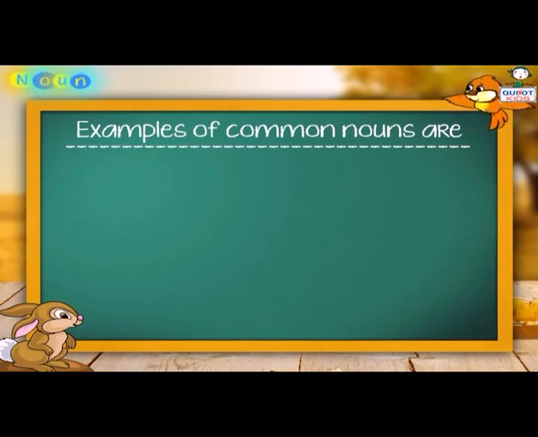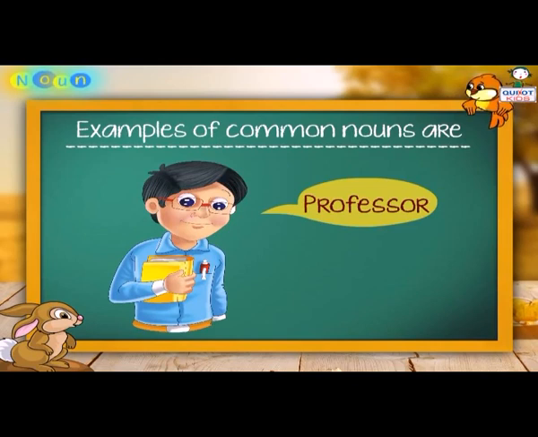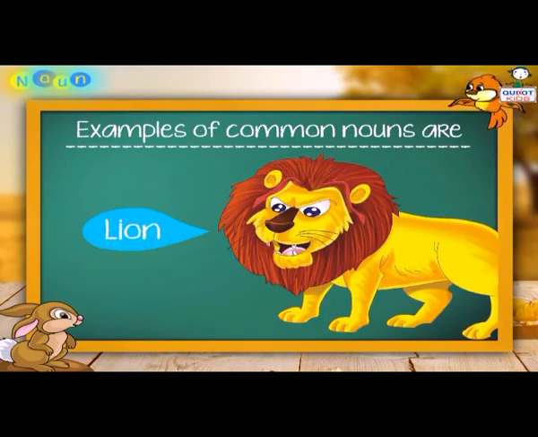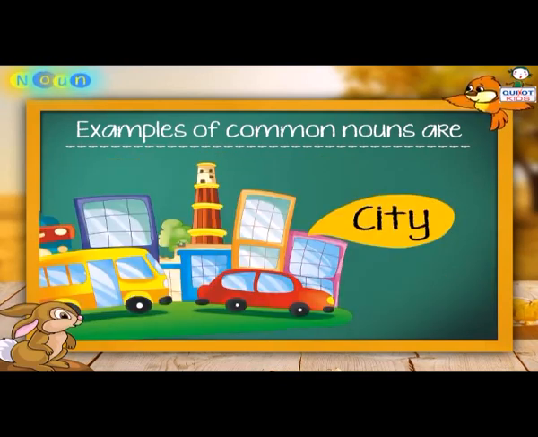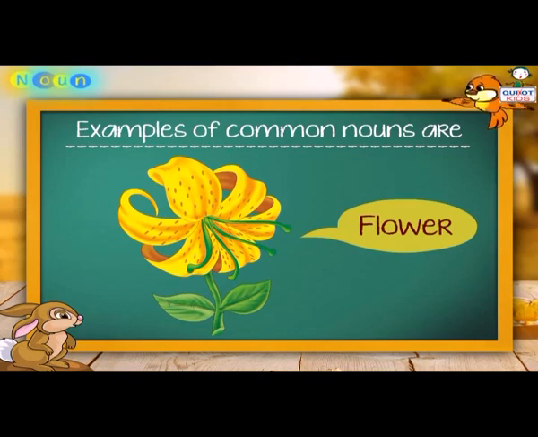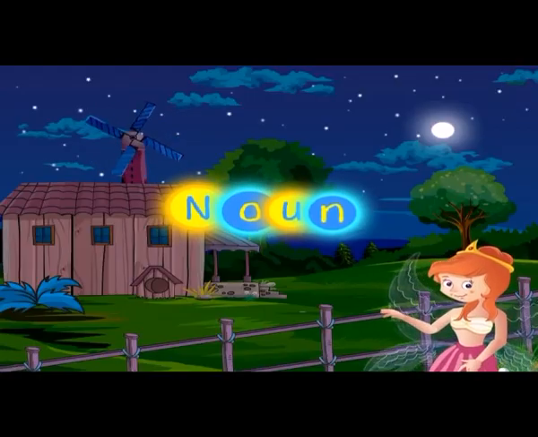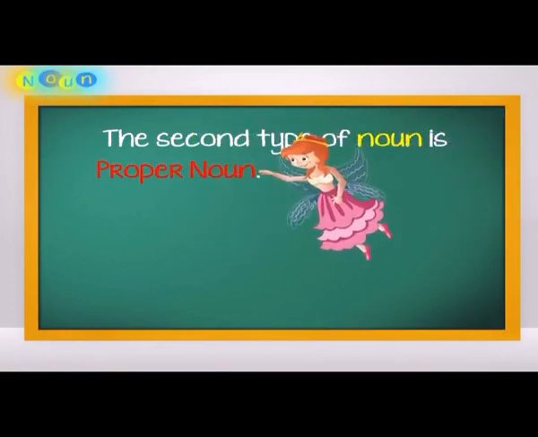Examples of common nouns are man, woman, professor, cat, duck, lion, tower, garden, city, book, flower, tree, and the likes. Welcome friends! The second type of noun is proper noun.